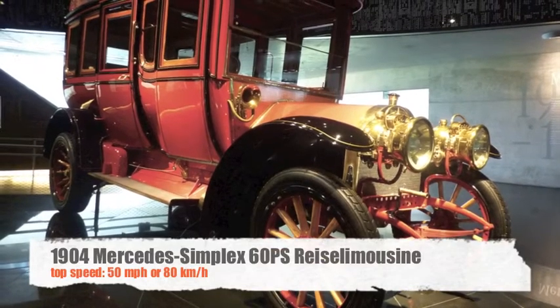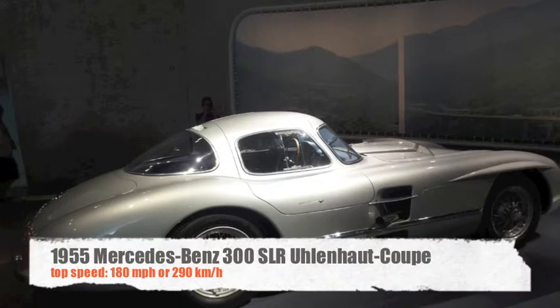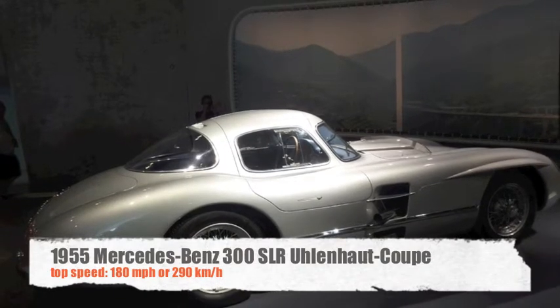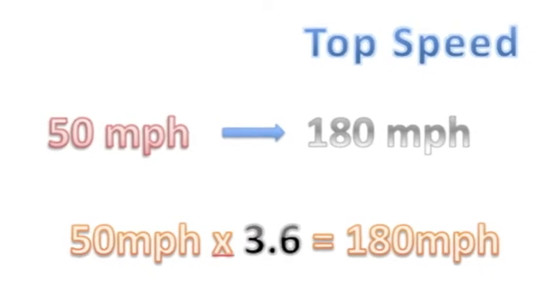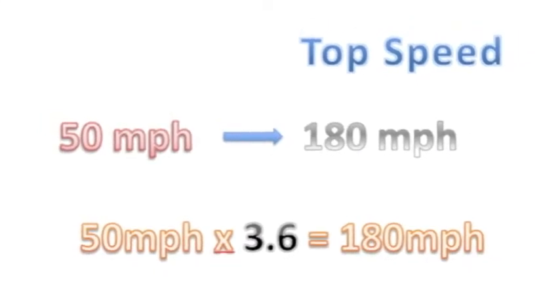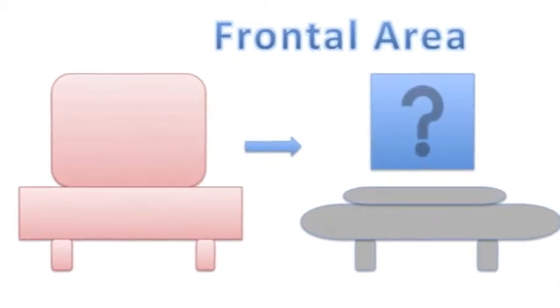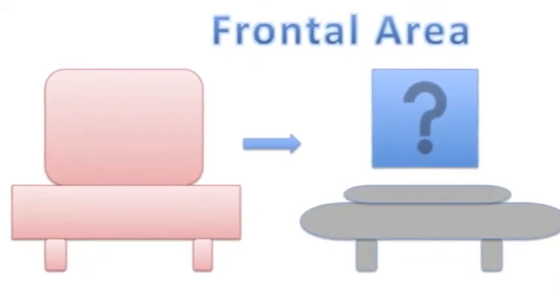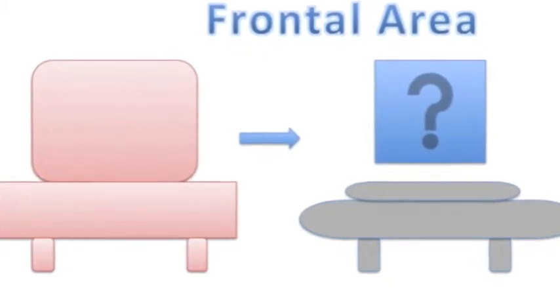From the 1904 Mercedes Simplex, which has a top speed of 50 miles per hour, to the 1955 Mercedes-Benz, which has a top speed of 180 miles per hour, we can see that the top speed has nearly quadrupled, and the frontal area has become much smaller. Why do you think engineers made the car look so much thinner from the front? Does the new design have something to do with the speed of the car?